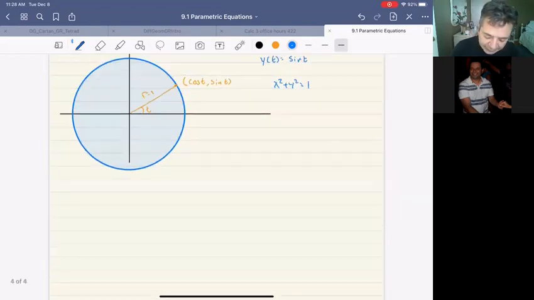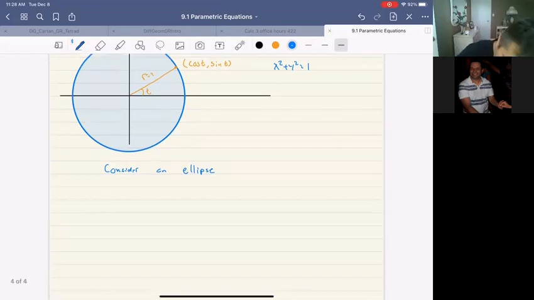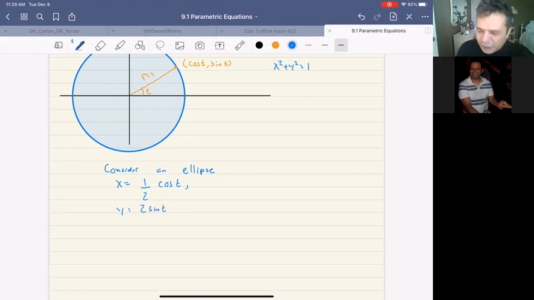Now we can actually do any ellipse in this way as well. So let's take a look at an ellipse. I'm going to give you the parametric equations first. Let's say that we have x equals 1/2 cosine t, and y is 2 sine t. And let's say that 0 is less than or equal to t, less than or equal to pi.